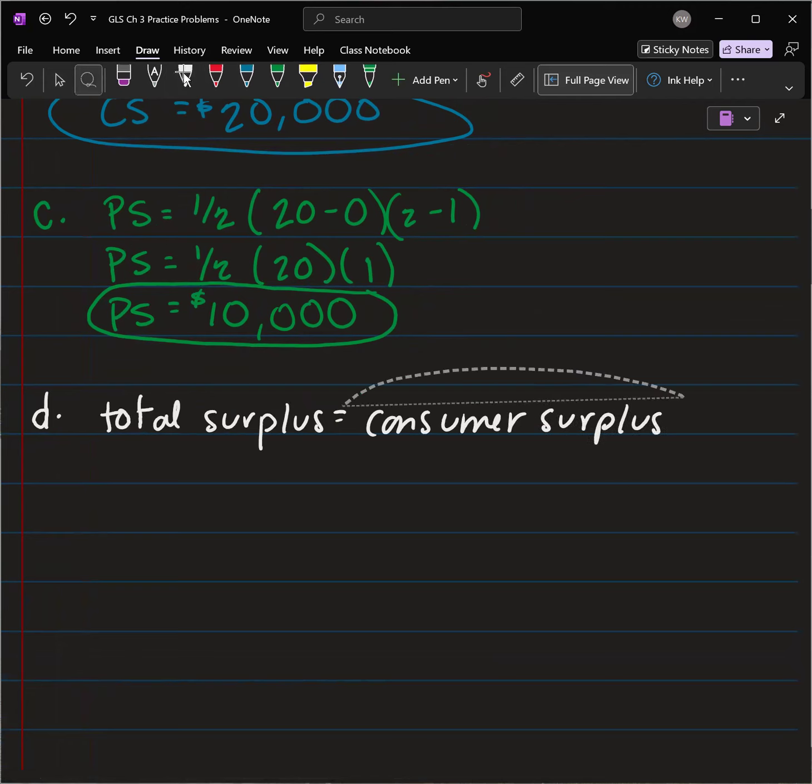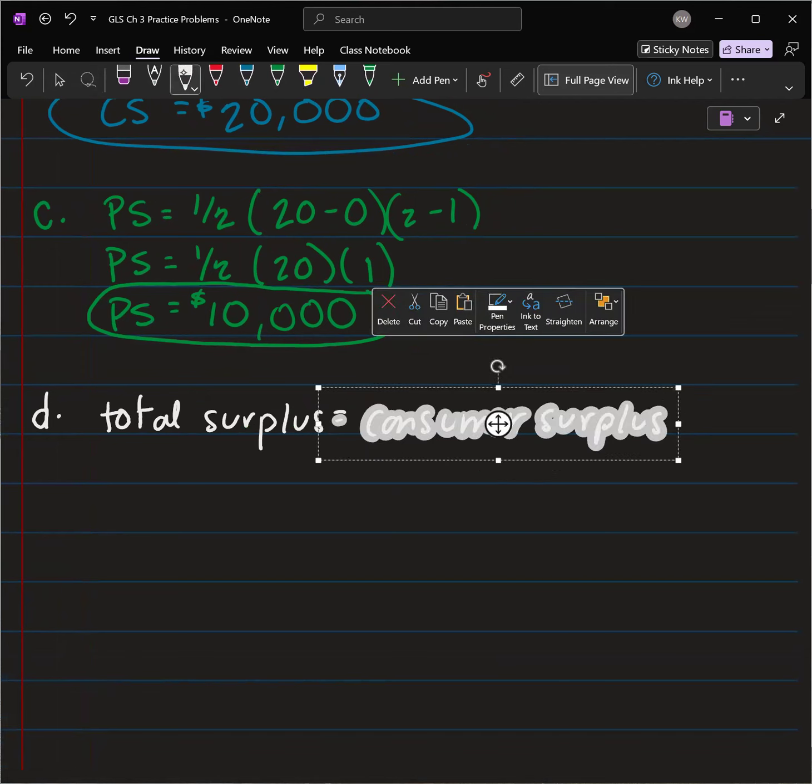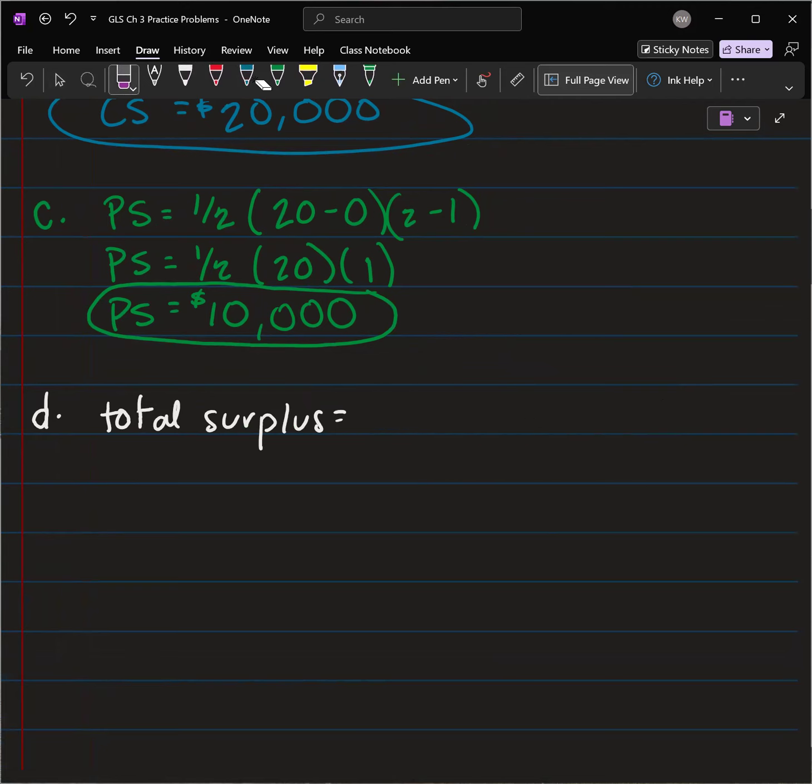Here, let's see, let's change the color. Did it work? Nope, let's try again.